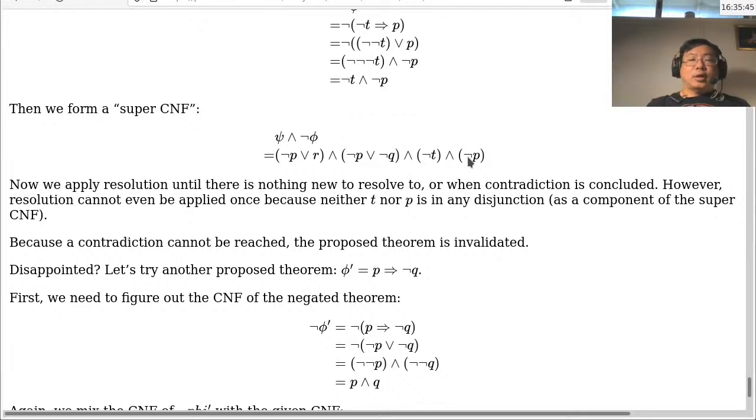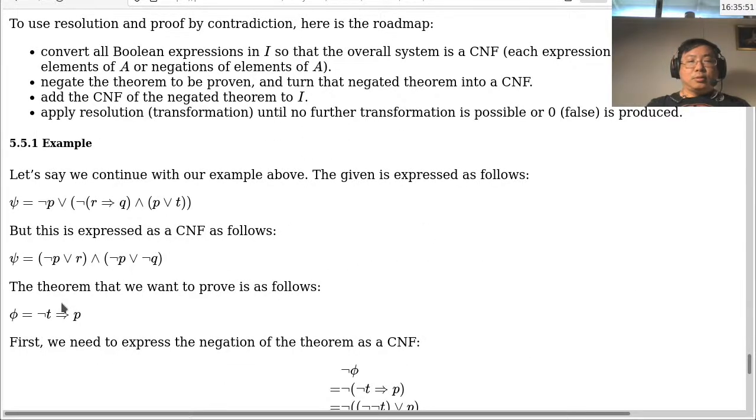And yet I have not arrived at a contradiction, and as a result, this proposed theorem, okay, let me point back to what I'm talking about. This particular phi is actually not a theorem. It is not implied by what is known to be true, which is represented by psi in this case.